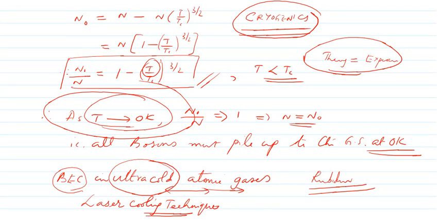Now we are left with only one topic in ideal Bose systems, which is nothing but the Planck's derivation of the Planck's law of radiations by using bosonic principles. That we'll be doing in the next lecture. Thank you.